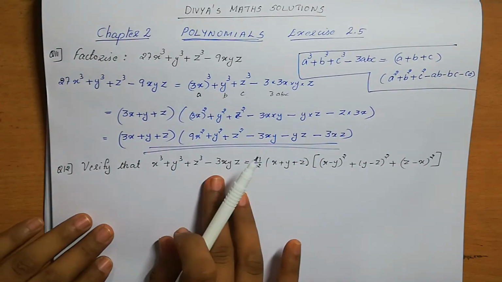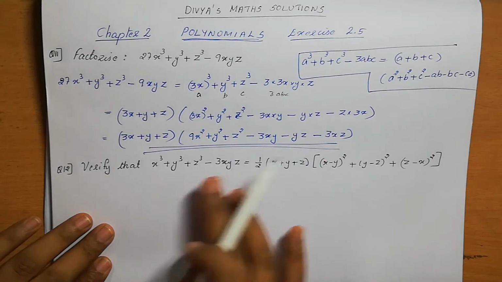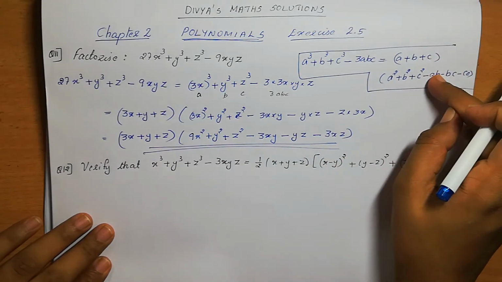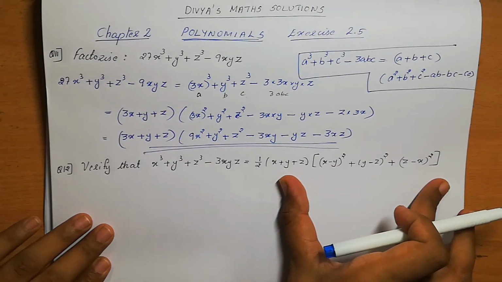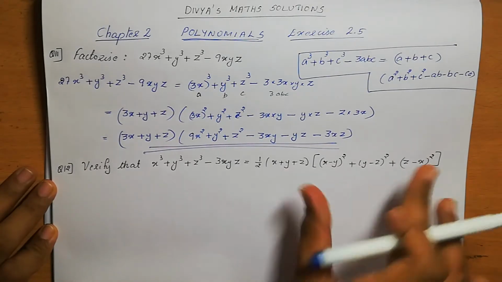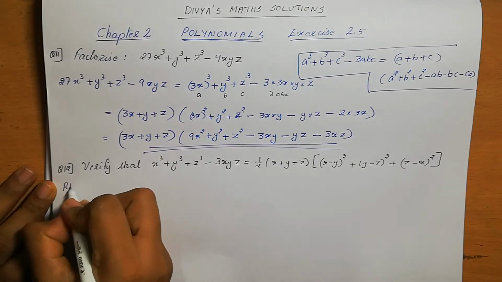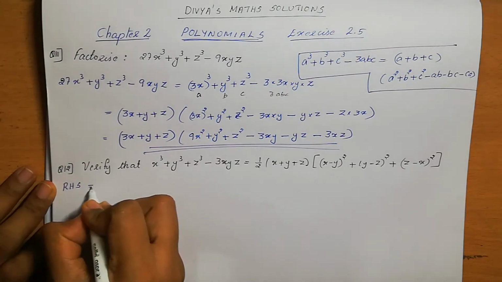Then here we are not able to do any simplification, so I can write this answer directly. Then what is on the right hand side? On the right hand side we are going to do the simplification. So first we can do the right hand side. RHS equal to what is given?